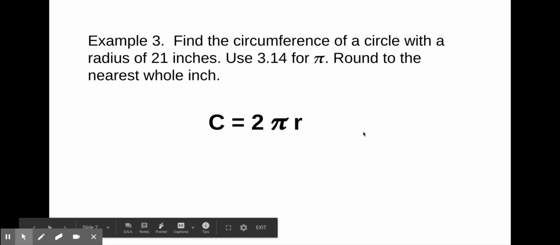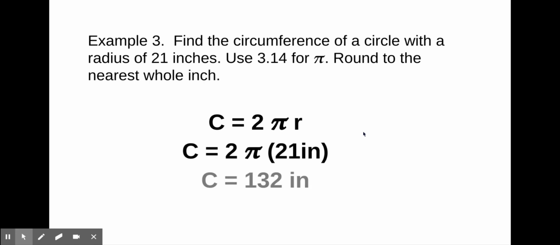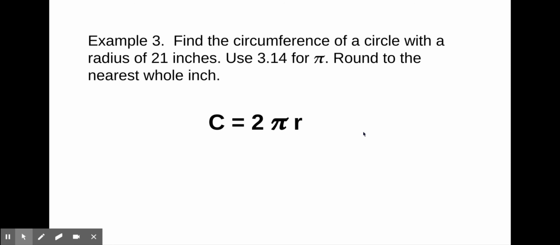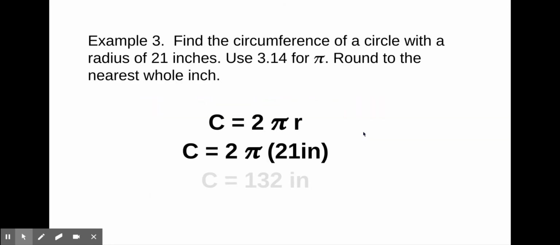Okay, so we put in our formula there, since we're using radius, 2 pi r. We plug in that 21 inches, and so we're going to come up with 132 inches, because 2 times 21 is 42. 42 times 3.14 is pretty much around 132 inches. All right, so it's pretty straightforward stuff there. Just checking through the examples there.